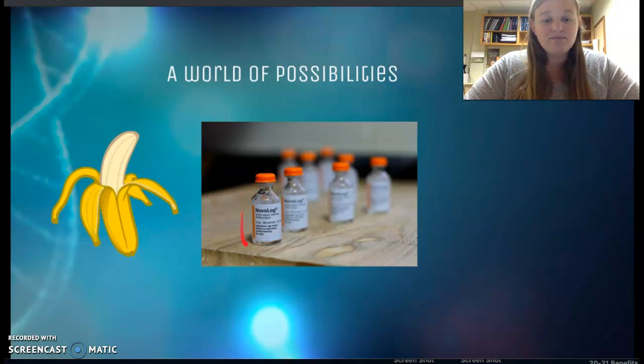And so Novolog and many other companies that produce insulin use bacteria to kind of harvest the protein. They'll insert the insulin gene into a plasmid, grow up the bacteria, express that gene and produce the protein, and then you can grab the protein from the bacteria and harvest it and get it ready to put into humans.